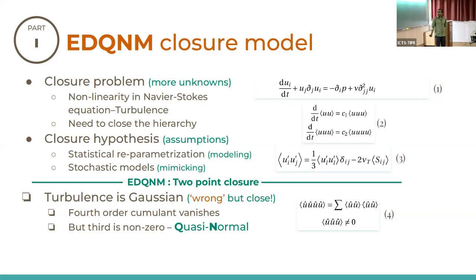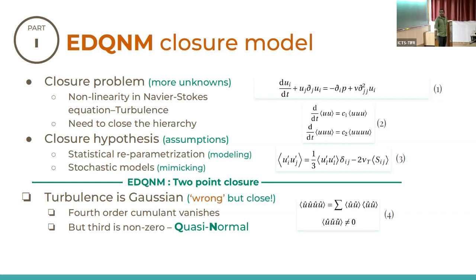For example, for Navier-Stokes turbulence, eddy viscosity is one famous closure technique which is used, but there are a lot of other closure hypothesis models which are used in the turbulence community. Some of them are stochastically modeling the system, some are statistically reparametrizing the system. So the EDQNM model is basically a two-point closure model done in spectral space. I'll briefly explain the term, and then we'll move on to apply this closure in the MHD part.